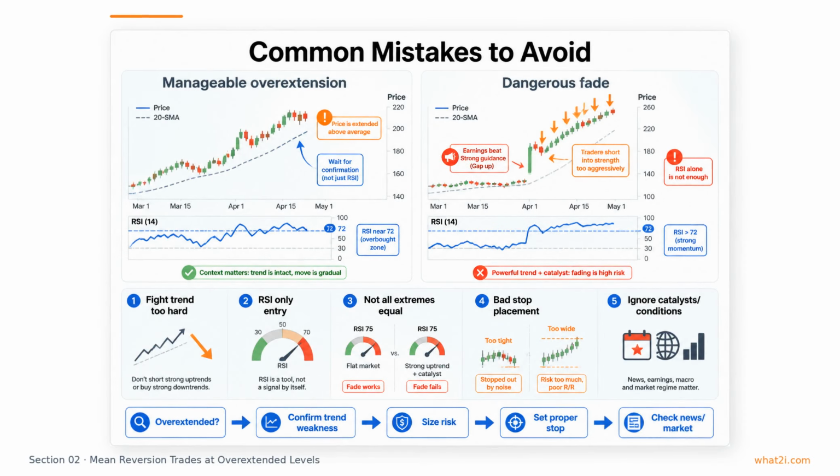The most common mistake with mean reversion is fading a powerful trend too aggressively. Traders also get into trouble when they use RSI alone.